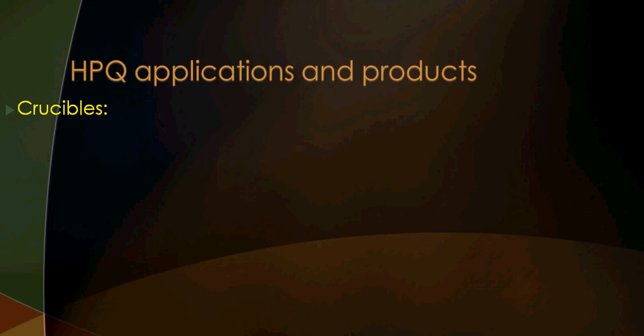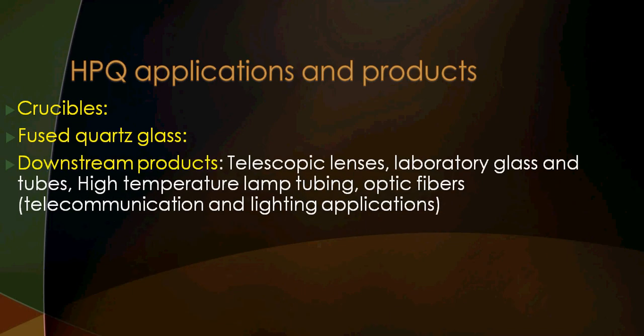High purity quartz applications include making crucibles for converting polycrystalline silicon into monocrystalline silicon. We need the crucible for melting the polysilicon. Fused quartz glass is used for high-tech applications. Downstream products are telescopic lenses, laboratory glass and tubes, high temperature lamp tubing, and optic fiber for telecommunication and lighting applications. Market price I have already discussed.